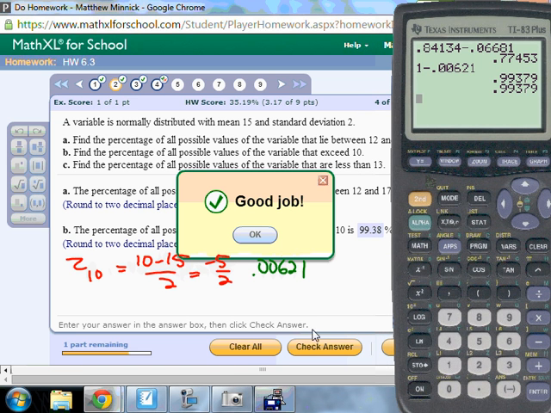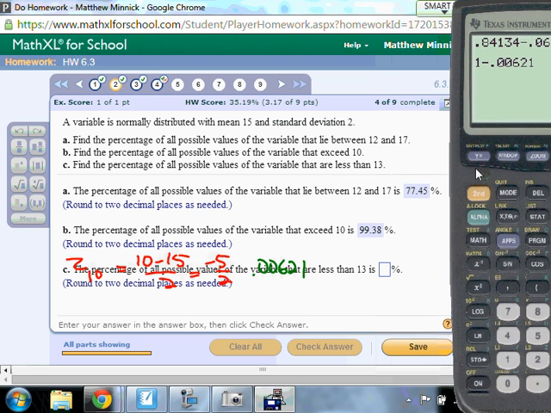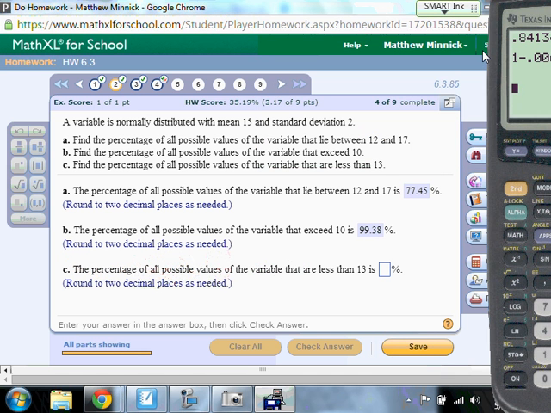And we'll check that, and there we go. Okay? So there is another way I could have done that, and if you know it, good. If you don't, well, ask me, and I'll tell you. So this last one here, this last one's just going to be straight up find the z-score, and then we'll go to the table. Okay, the percentage of all possible values less than 13.